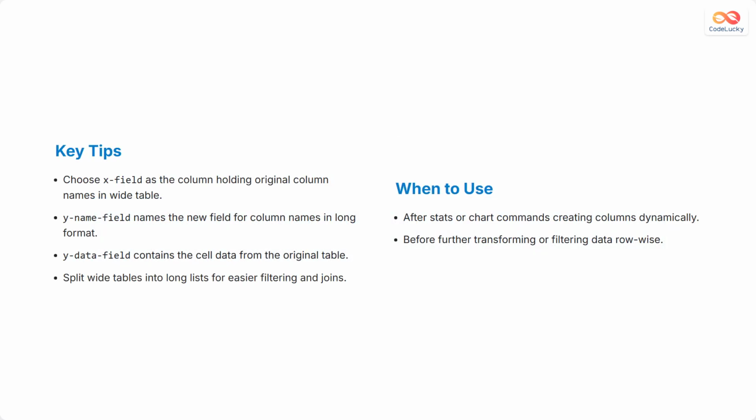When using untable, select the X field as the column holding the original column names, assign the YName field to name the new field for these names in the long format, and use the YData field to capture the cell data from the original table.